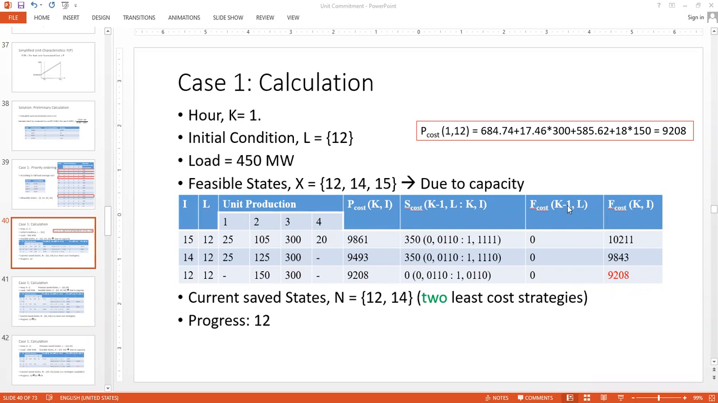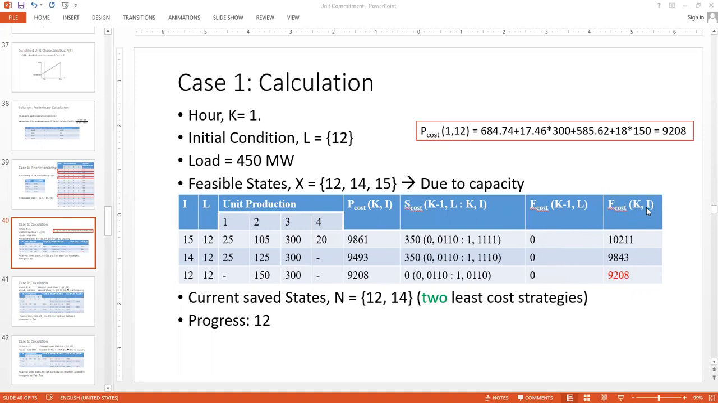K minus 1L means this is the hour number 0. At hour number 0, we don't actually have any information. We only have the information about the state 12. So K minus 1L is actually, we don't have, this is the starting phase. So we start with some 0 cost information. Our F cost will only be calculated from hour number 1, not from hour number 0. So our hour number 0 costs are all assumed to be 0, flat start, 0 start.